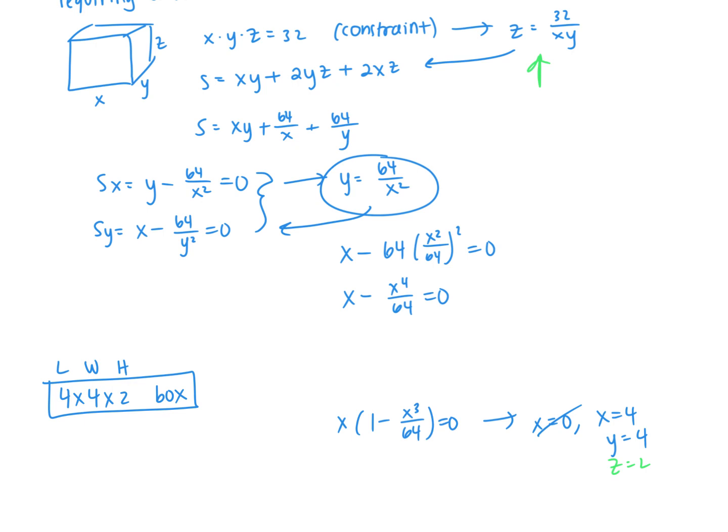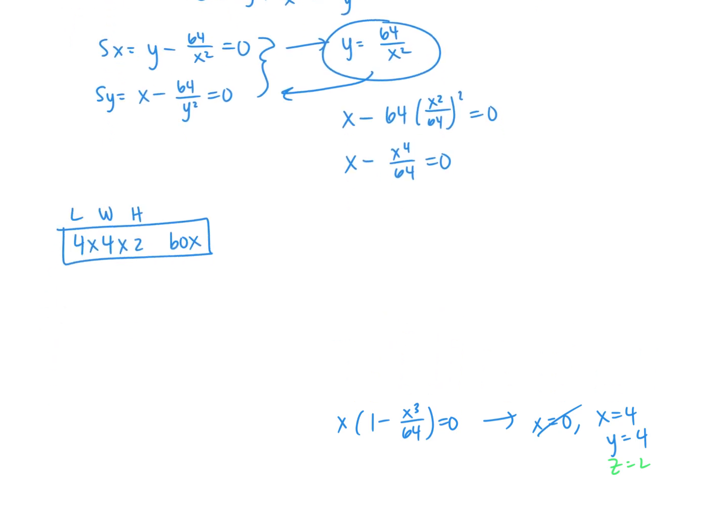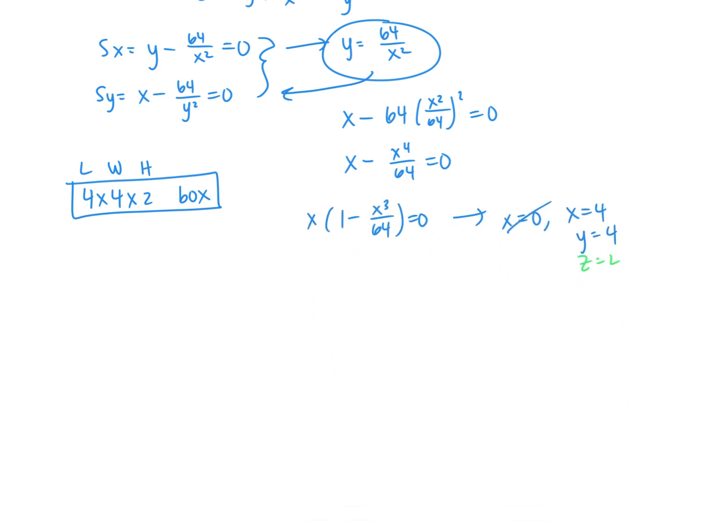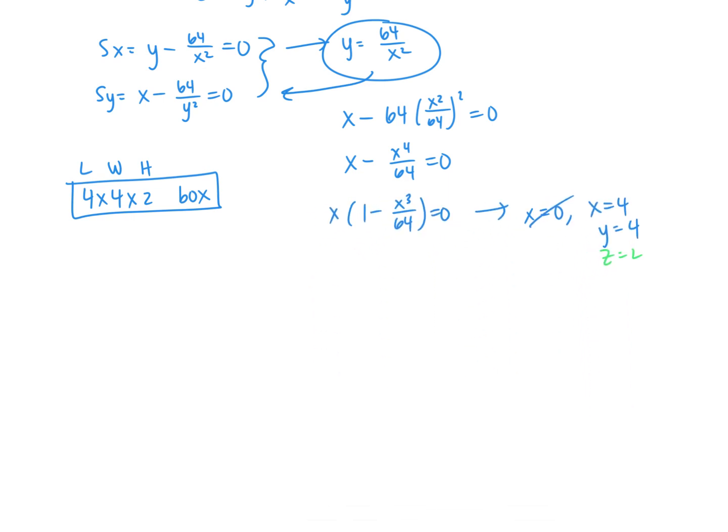And remember, make sure you answer the question. The question asked us for the dimensions. It did not ask us for the amount of material. It just asked us for the dimensions. Now, of course, that is not a sufficient amount of work. The question is, how do we know this is a minimum? You would have to prove that to me.